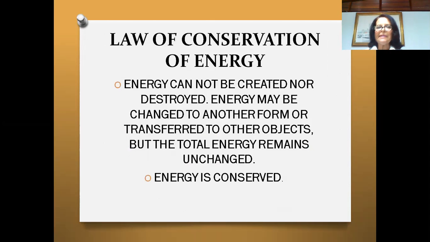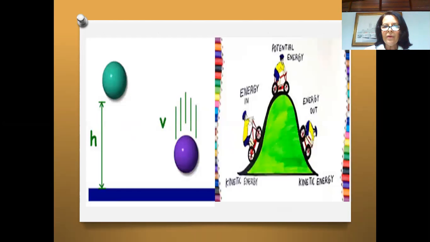It states that energy cannot be created nor destroyed. Energy may be changed to another form or transferred to another object, but the total energy remains unchanged. So energy is conserved. We will have here some more pictures to show you the changes from kinetic energy to potential energy and then back to kinetic energy again.